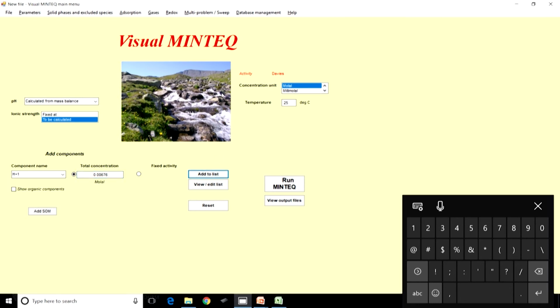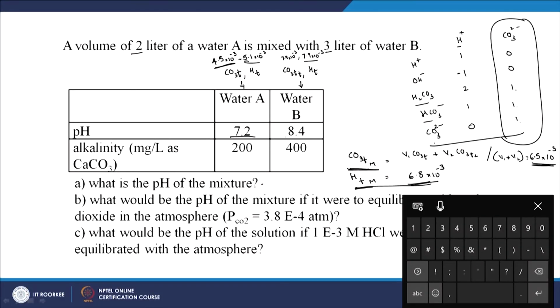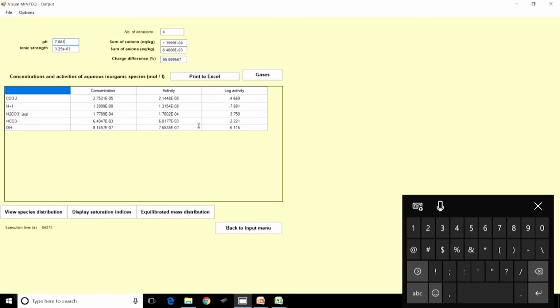One key aspect is you need to remove the alkalinity from this particular iteration, because we added alkalinity earlier and you can't have that given here, which I already did. So, I am going to run it now, and we end up with a pH of 7.8. Again, 7.2 pH was our initial case. Let us look at our question here. 7.2 and 8.4, but alkalinities were 200 and 400 milligram per liter, 2 liters and 3 liters. With this particular tool we can cut down on the analysis time, and now we know that the final pH of our solution is going to be 7.8.